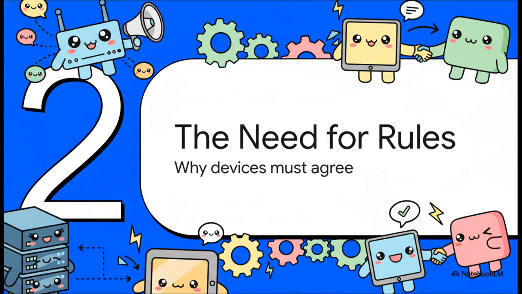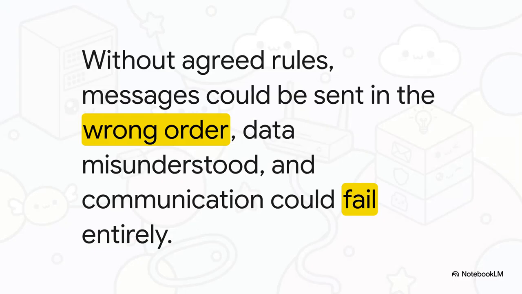So, for any network to actually work, all the devices on it must have an agreed way to communicate. This means there needs to be an established set of rules to make sure that communication can happen. But why exactly are these rules so important for communication? Well, without an agreed set of rules, a few problems are bound to pop up. Messages could be sent in the wrong order, which would make them completely meaningless. The data itself could be misunderstood by the device that receives it, and ultimately, the communication could just fail altogether.